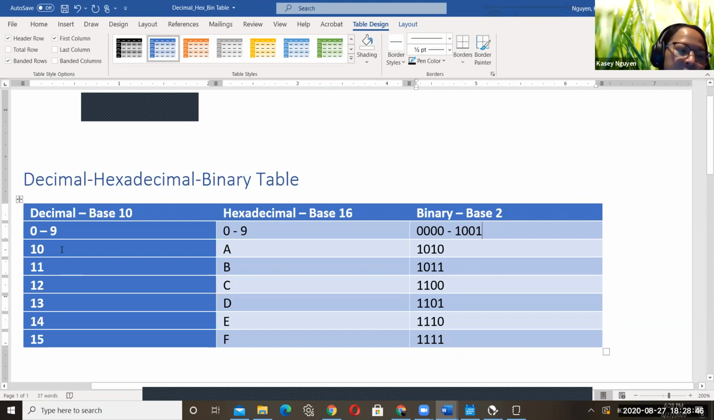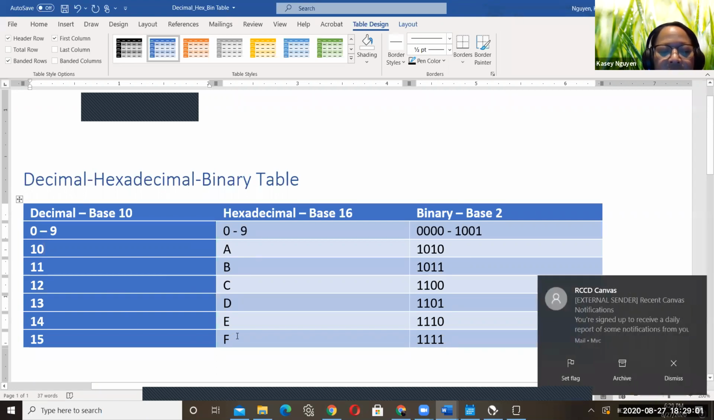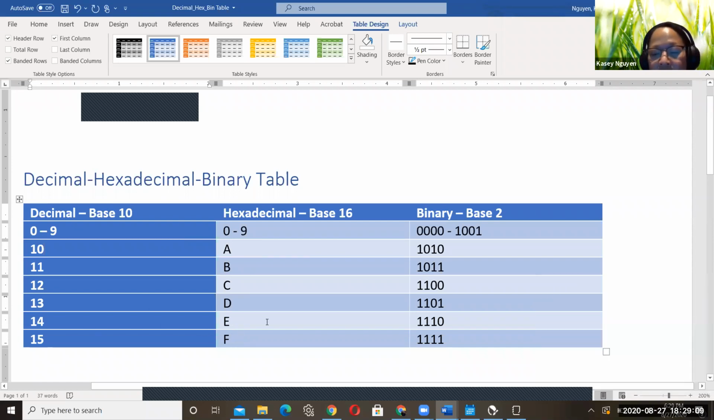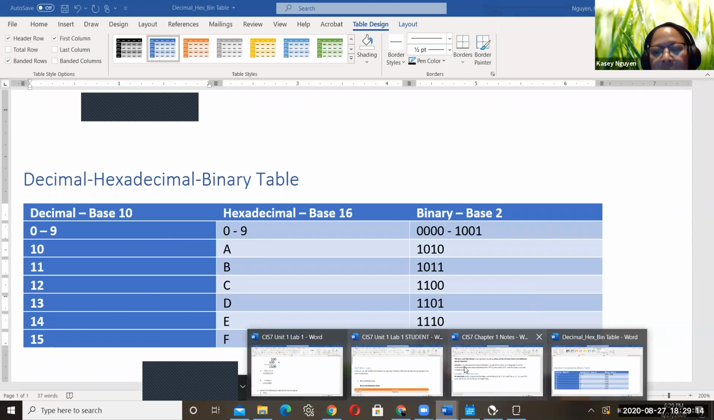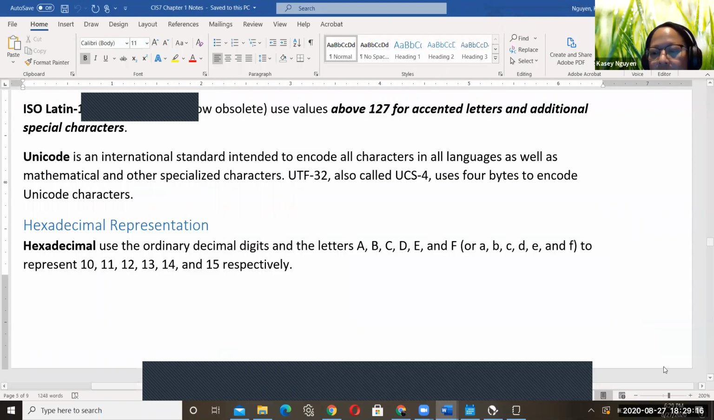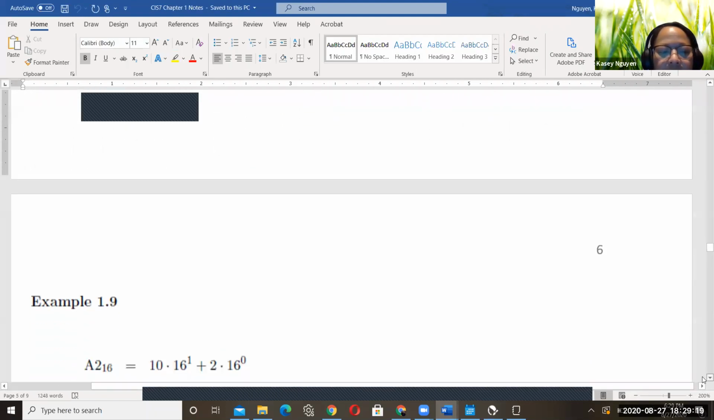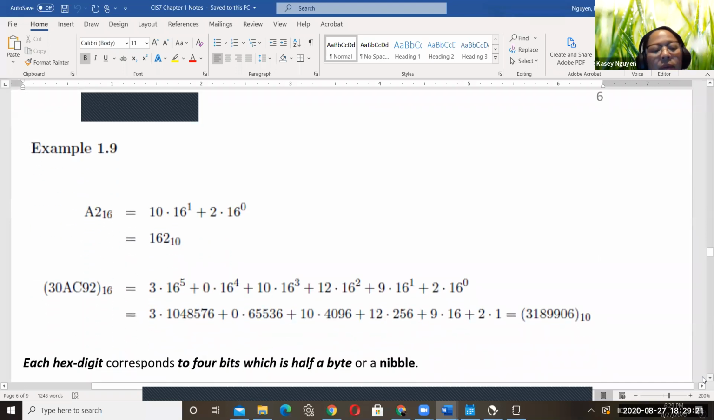Then if we have the number 10 in decimal, hexadecimal is going to be A, and that's 1010. 11 is B, 12 is C, 13 is D, 14 is E, and 15 is F. Okay, so now that we see this table, we have a scale to work with, the comparison between different systems.